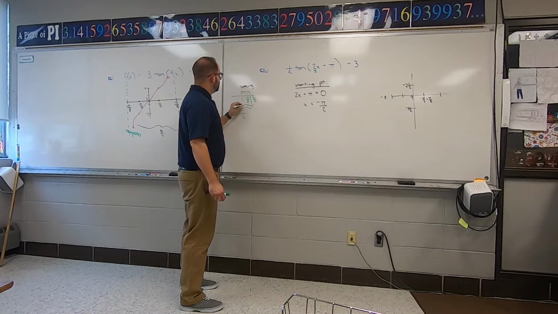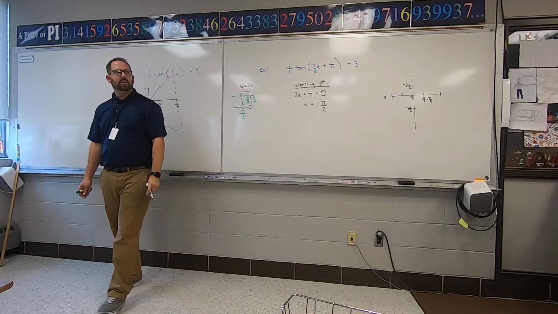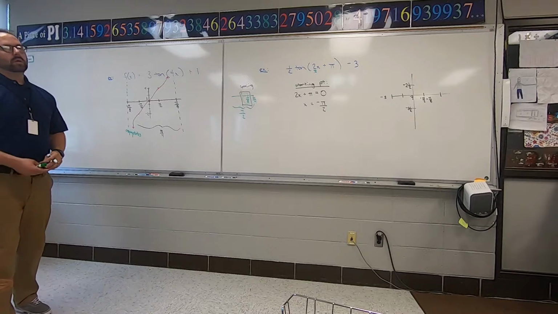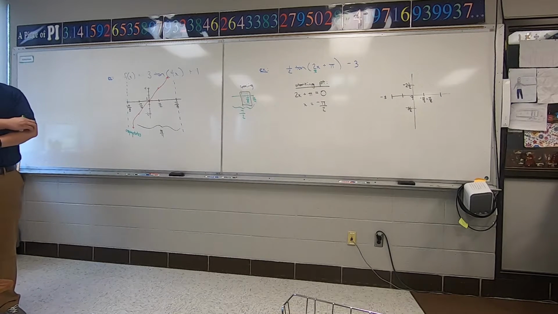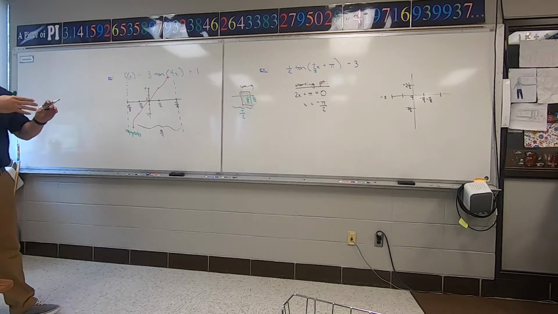Wait, there's my spacing. I thought you had to find the spacing by doing 2x plus pi equals 0. No, that's the starting point. Spacing is where you have to figure out the hash mark situation.